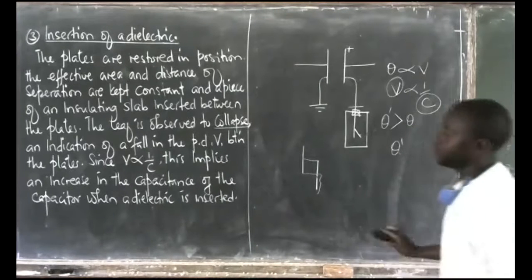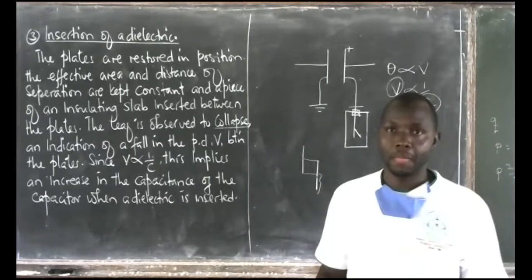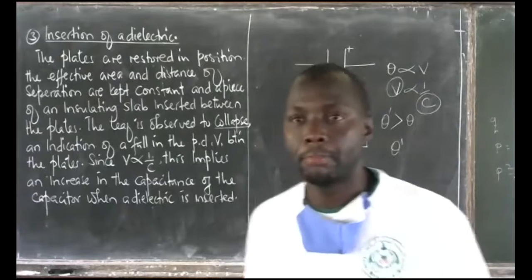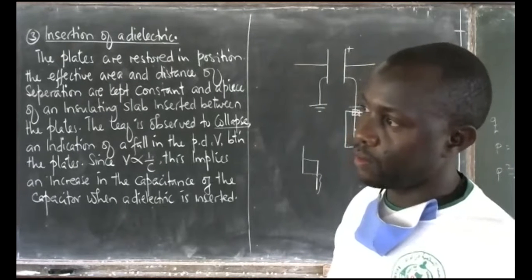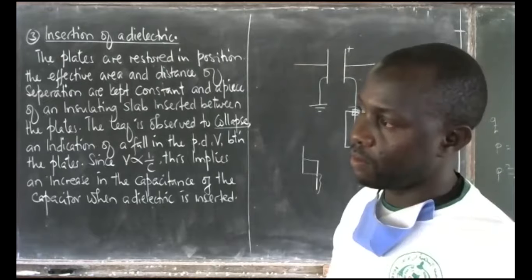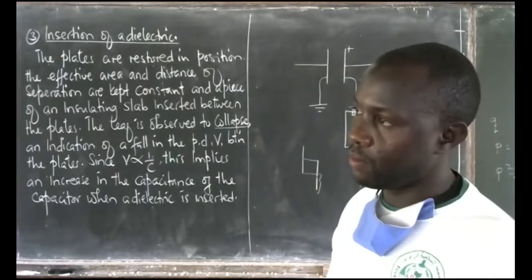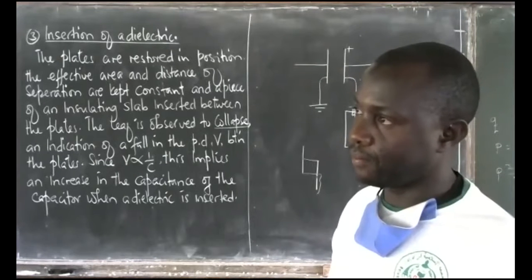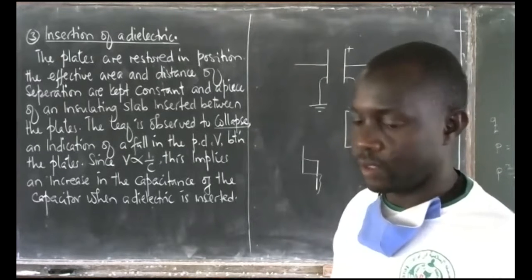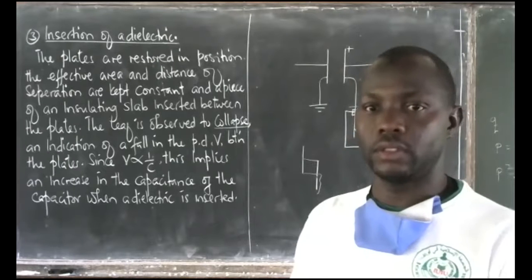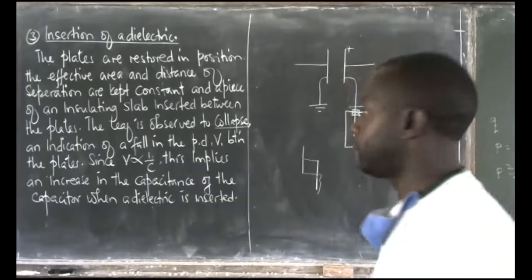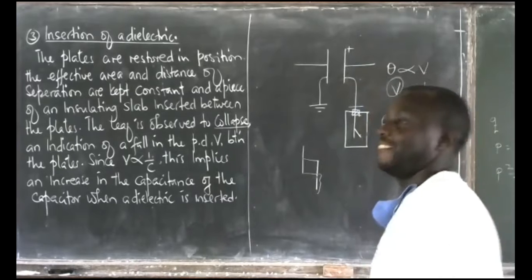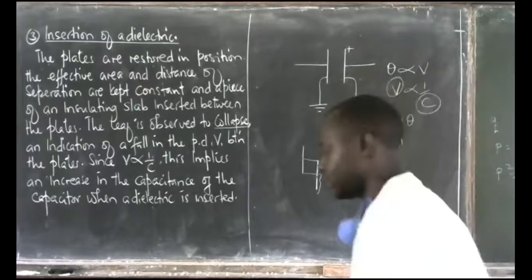Have another question? Yes. In these experiments, when we are determining the distance of separation and inserting a dielectric, we are starting with the plates restored in position. Does it mean that when we are asked to describe an experiment on distance and inserting a dielectric, we start with the plates slid vertically, upwards or downwards?